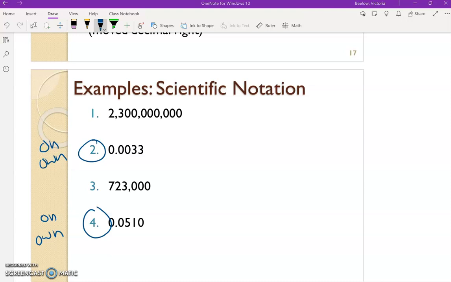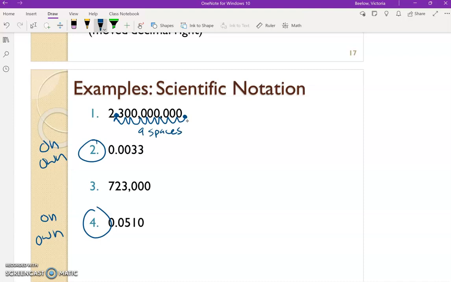So I'm going to go over number 1 here. So technically my decimal is here right now. This is a really big number. So I'm going to move my decimal until I only have one number to the left of the decimal. So again, it's going to be a number between 1 and 9. So let's go ahead and do that. 1, 2, 3, 4, 5, 6, 7, 8, 9. So I moved it 9 spaces.